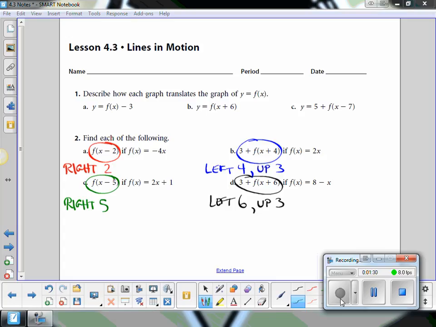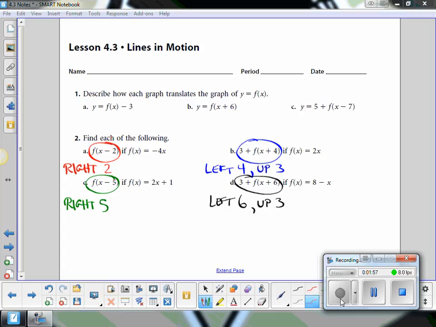Okay, so now we have the directions down as to which way these graphs would shift, but we need to actually build the function itself. And what you have to do is think about what the parent function looks like, negative 4x, 2x, 2x plus 1, and 8 minus x. And you have to think about what you should do with this x minus 2 to make negative 4x move right 2.